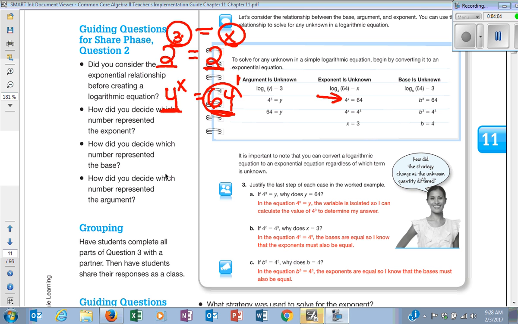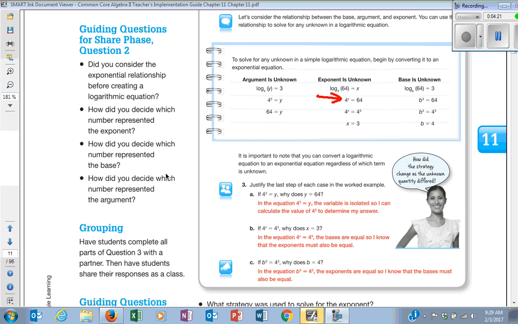So what I do with my base is I try to rewrite that so that it has the same base as this one. And sometimes I need to change this base, and sometimes I need to change this base, and sometimes I have to change both of them. And so that's what we're going to be going through. This section is learning how we can change those so that I can get 4 in the 4.